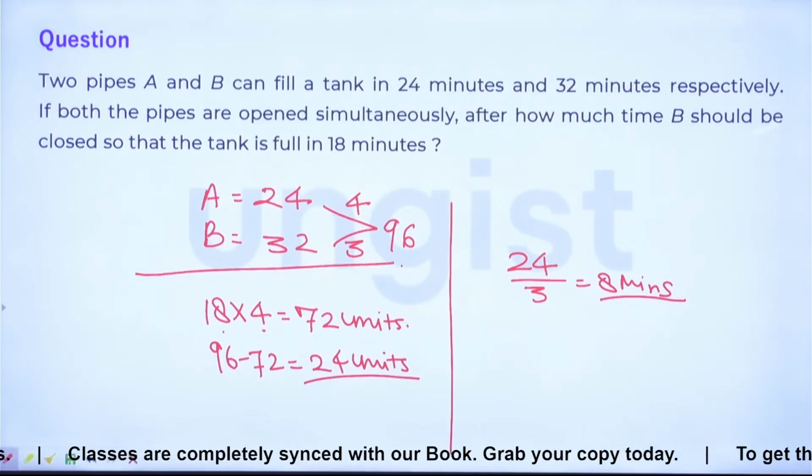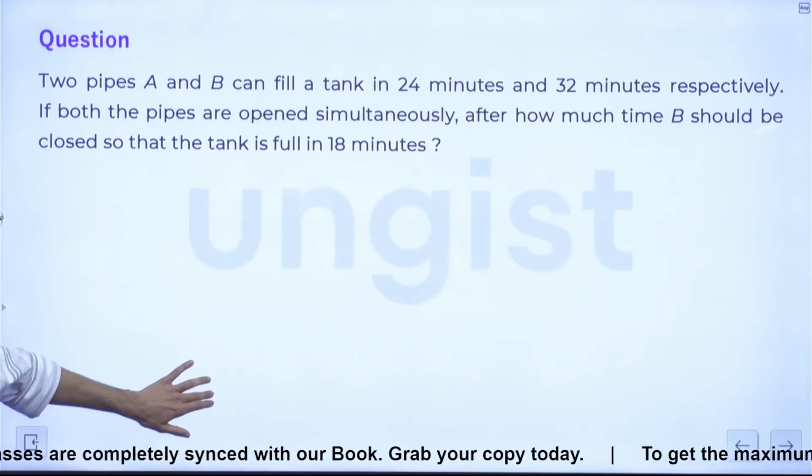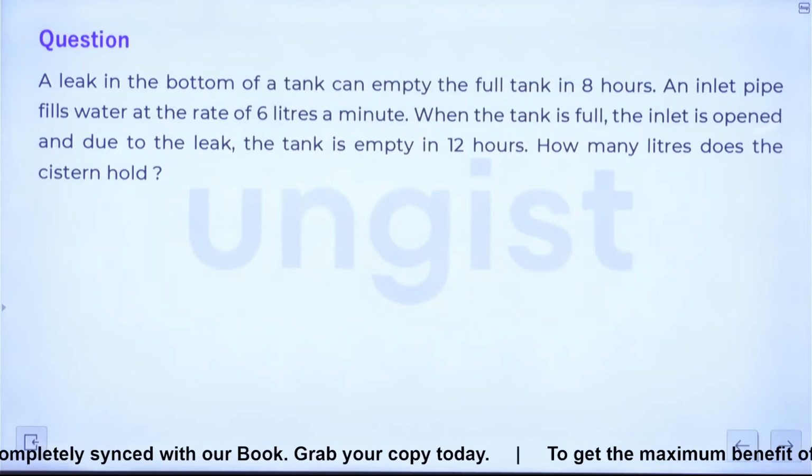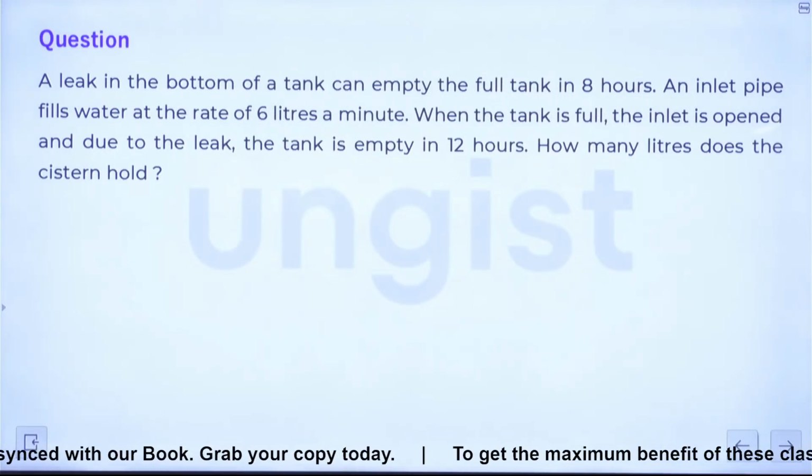Done? Okay, चलिए. इसके बाद देखिए. Next question. All of you, just read this.